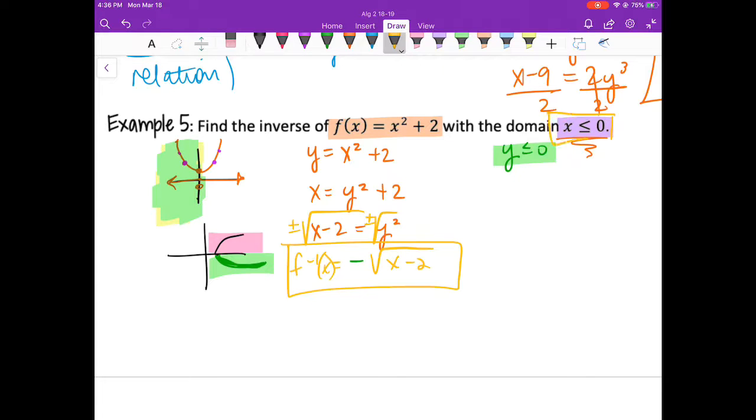When they restrict the domain like that, they're saying that they recognize that your original function is not going to pass the horizontal line test. So they just say, you know what, let's just cut off part of it. So don't let that freak you out. Just pay attention to whether they're going to want the positive half or the bottom half, which we can tell based on how they restrict the domain.